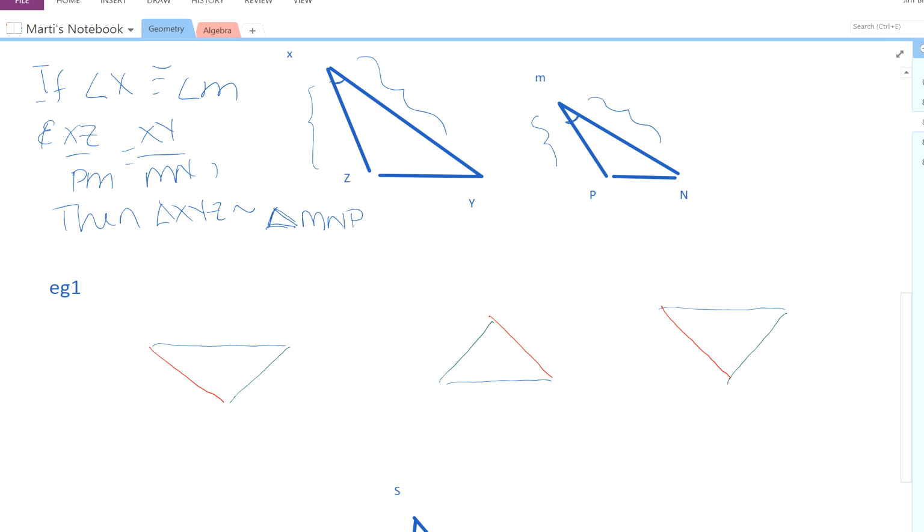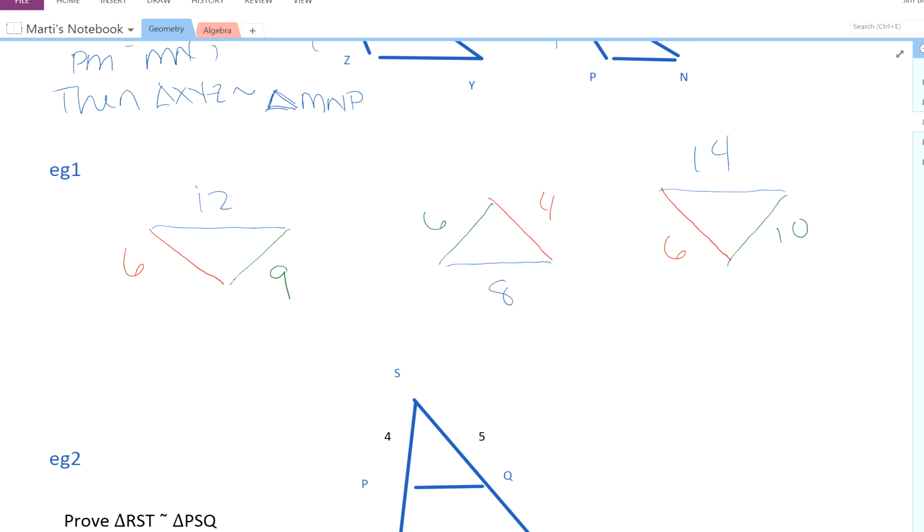Alright, so 9, 6, and 10 are the green. Let's go to the blue. Blue lengths are 12, 8, and 14. Oops, it didn't change. Okay. Blue: 12, 8, and 14. And let me put down the reds. The reds are 6, 4, and 6. We're going to look at these three triangles, and we want to figure out, are they similar?